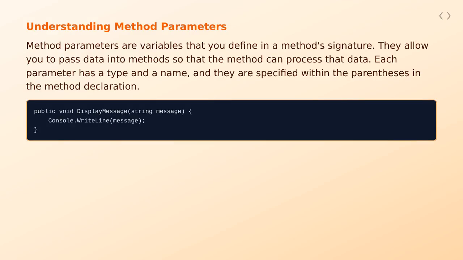Now we're on understanding method parameters. Method parameters are variables that you define in a method's signature. They allow you to pass data into methods so that the method can process that data. Each parameter has a type and a name, and they're specified within the parentheses in the method declaration. The samples on screen walk through this step. Take a moment to read through them.